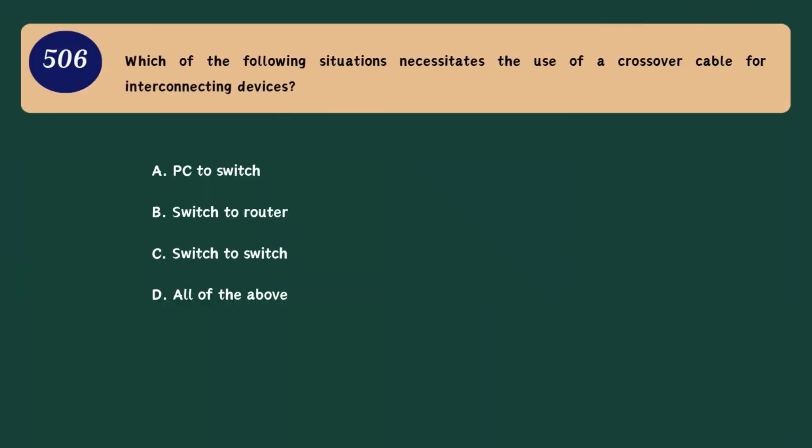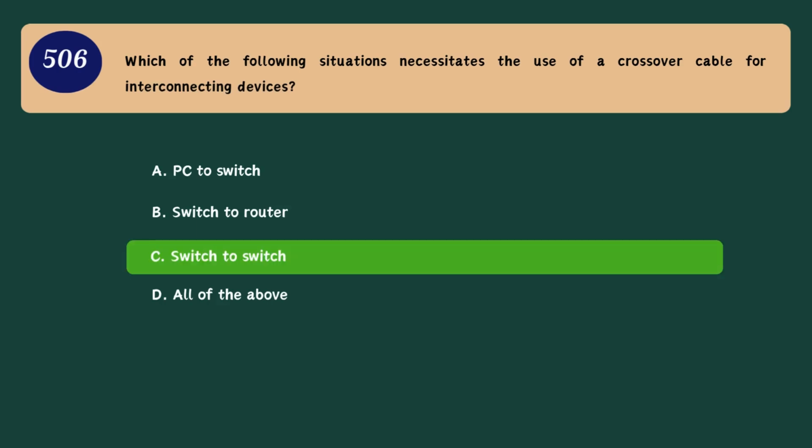Question 506. Which of the following situations necessitates the use of a crossover cable for interconnecting devices? A. PC to switch. B. Switch to router. C. Switch to switch. D. All of the above. Correct answer. C. Switch to switch.